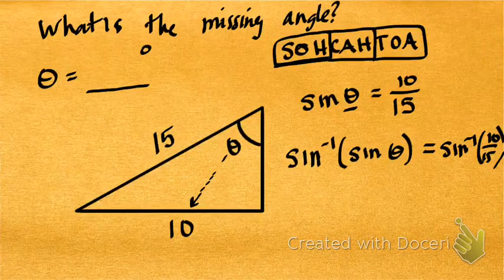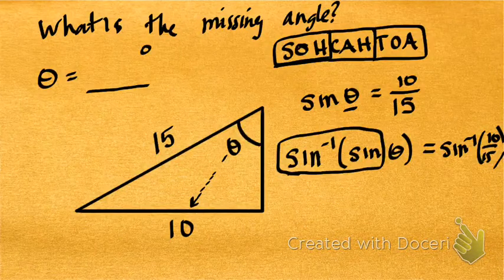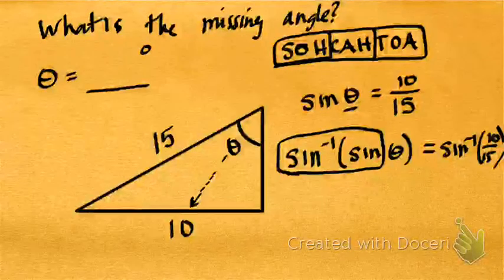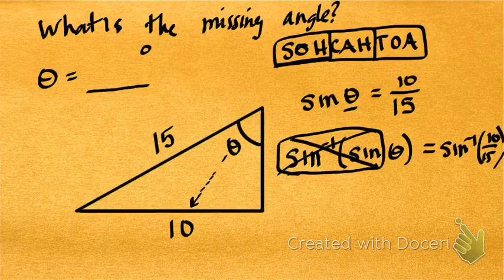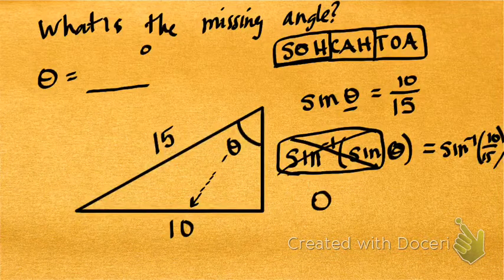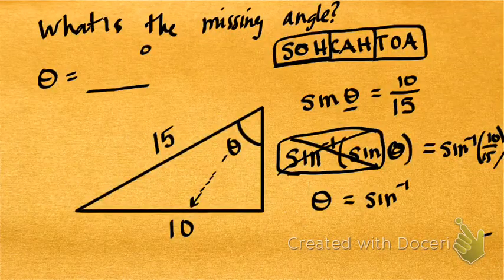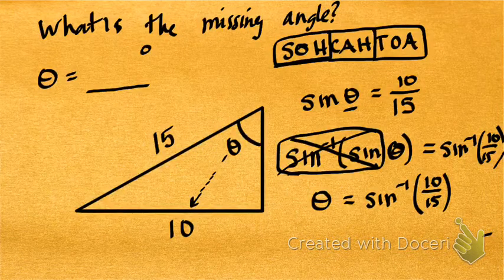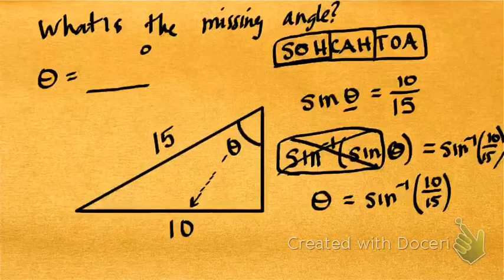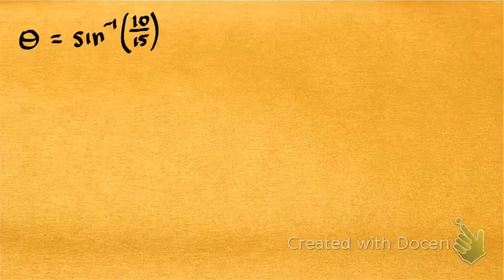What's going to happen here is this. These two things are inverses of each other. And when we do inverses of each other, they cancel each other out in essence. So this is going to go like this, gone. And we just have theta left over. So theta is going to be equal to the inverse sine of 10 over 15. Now, the way we usually plug this into our calculator is we look for the inverse sine operation on our calculator.